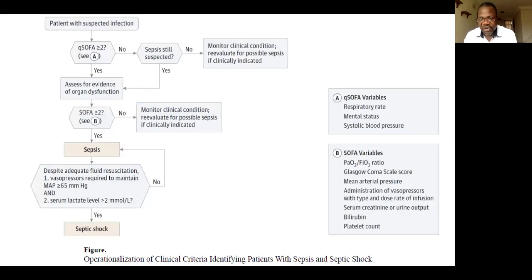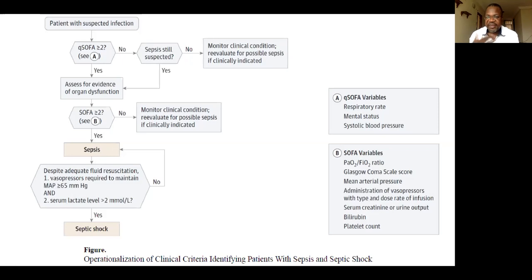So in summary, you have a patient with suspected infection. You do a quick SOFA. If it's 2 or above, then this is evidence of organ dysfunction. You want to know if this is meeting the definition of sepsis. Quick SOFA, you check respiratory rate, mental status, systolic blood pressure. And is it meeting the definition of sepsis? You look at any of these organ elements to establish that there is organ dysfunction. If yes, then the patient has sepsis.